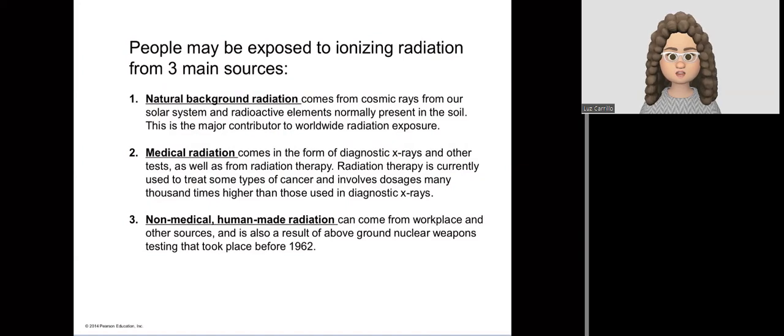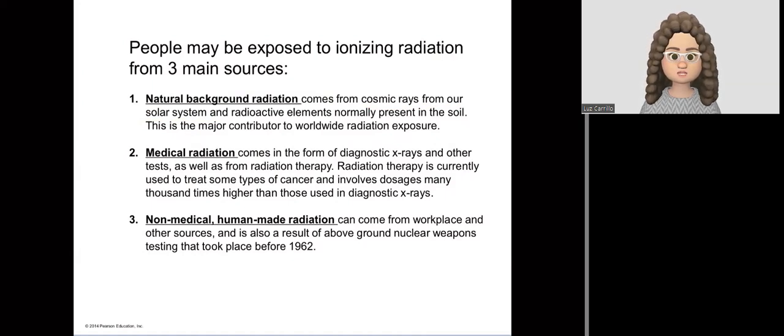Humans may be exposed to ionizing radiation from one of the following three sources. First, we have natural background radiation. Radiation is something that we are normally exposed to because of the cosmic rays that are received on this planet just because we're part of the solar system. In addition, there may be radioactive elements that are normally present in soil, and that could be an example of how we are exposed to radiation.